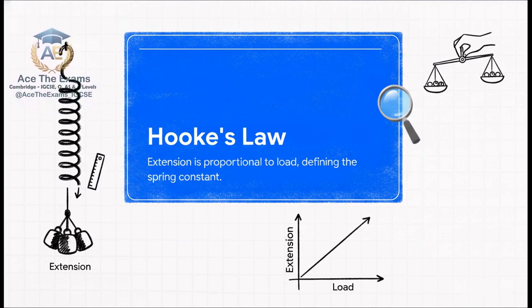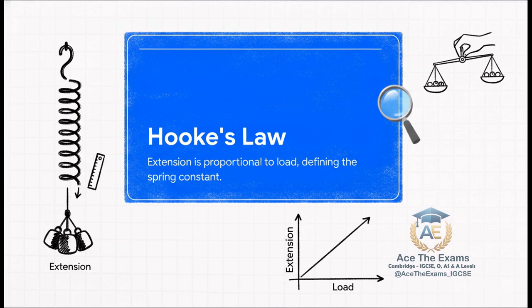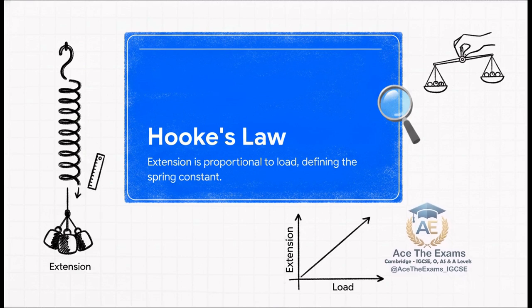Now, the baseline definition you absolutely must know is that extension is directly proportional to the applied load, provided the limit of proportionality has not been exceeded, right? And this relationship defines the spring constant K. But let's run this through our framework. First, the concept: Hooke's law.